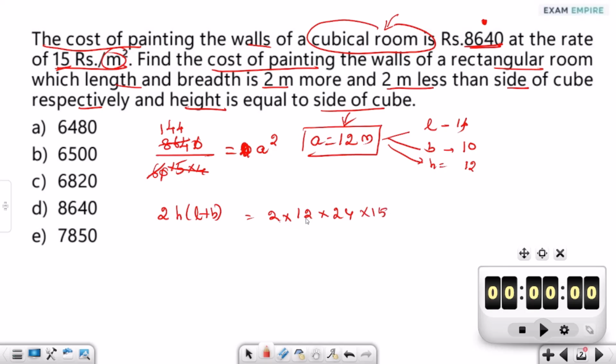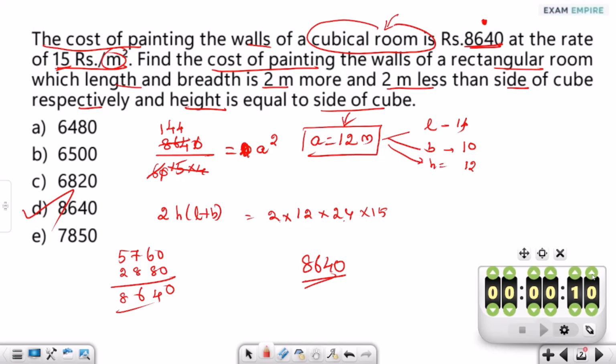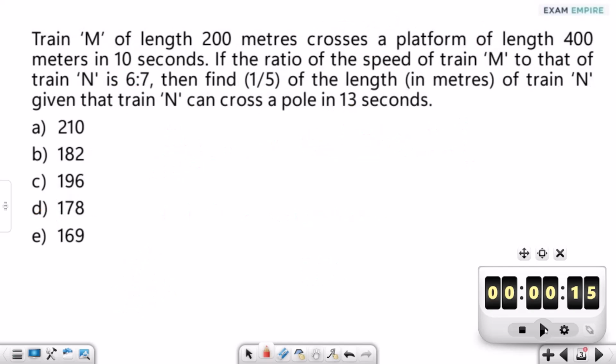So 2 into 12, 24. So 24 into 24, 576. So 576 into 15. 576 into 10 is 5760 and 5 is 2880. So if I add, you'll be getting 8640. So the answer for this particular question will be 8640. Now let's solve the second one. So try to solve the next question by yourself.